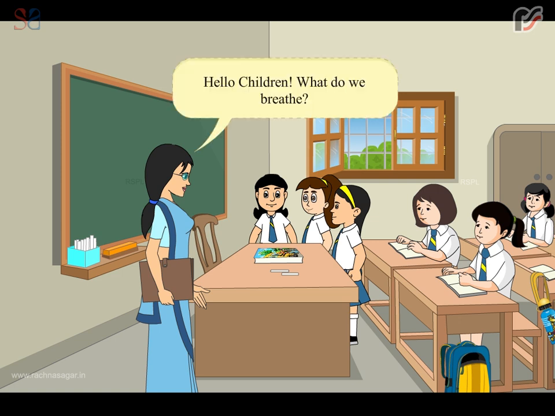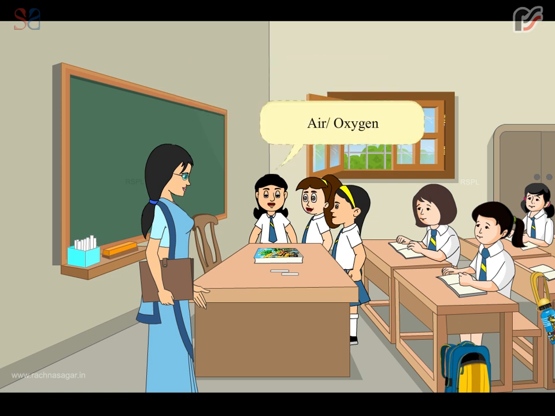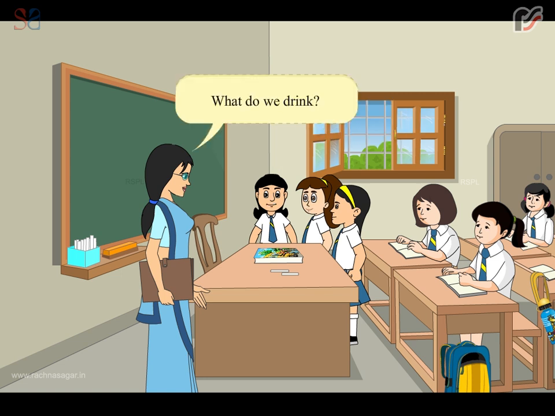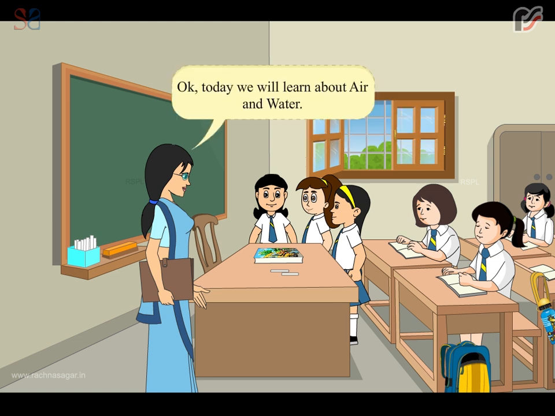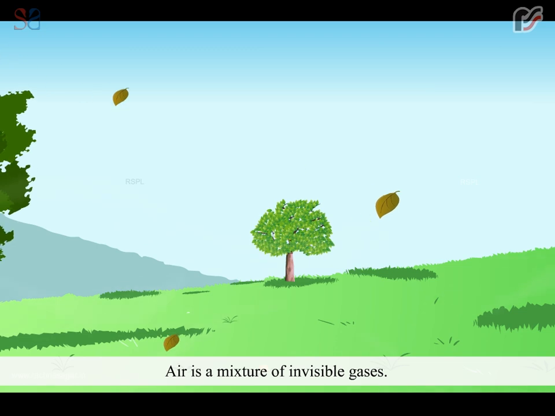Hello children, what do we breathe? Air, oxygen. What do we drink? Water, milk, juice. Okay, today we will learn about air and water. Air is a mixture of invisible gases.